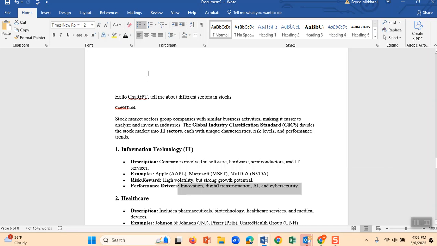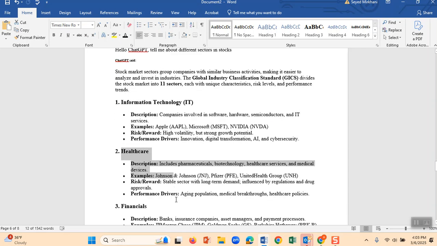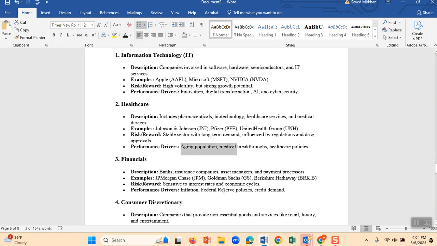This student invested in information technology, and also he has invested in different sectors. Another sector is healthcare. These are defensive stocks. He invested in Johnson & Johnson, and these are good at giving dividends, with performance drivers like the aging population. Do you see that? And these are the issues. Financials. I think he invested in financials. Remember, he had invested in Berkshire Hathaway.